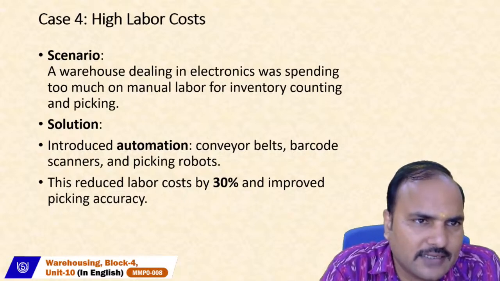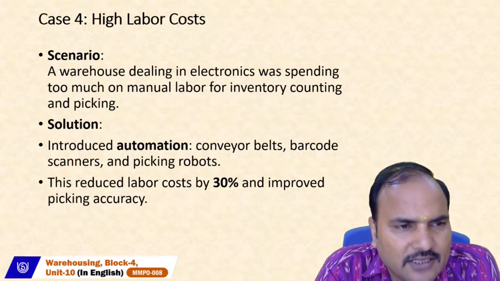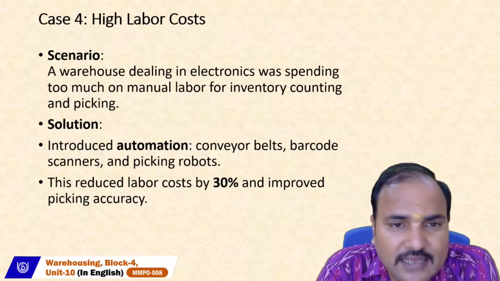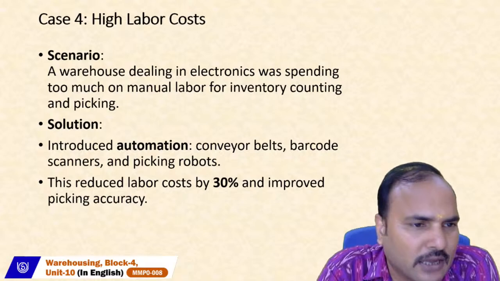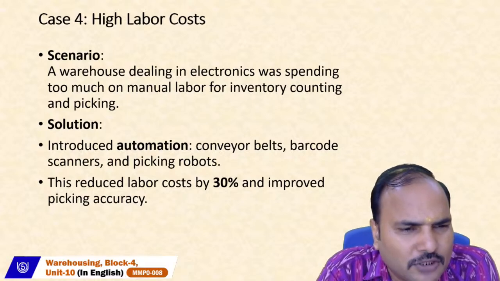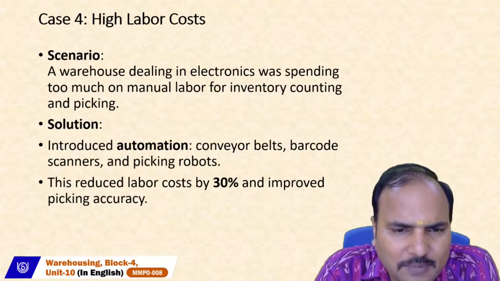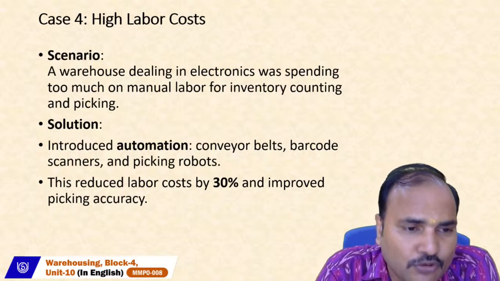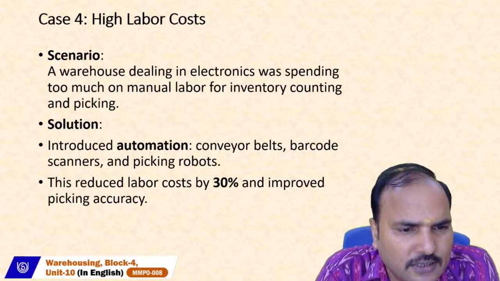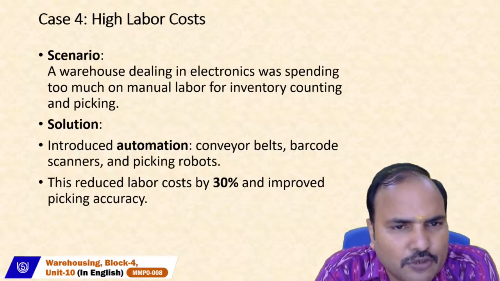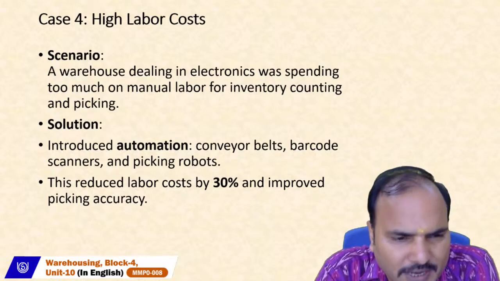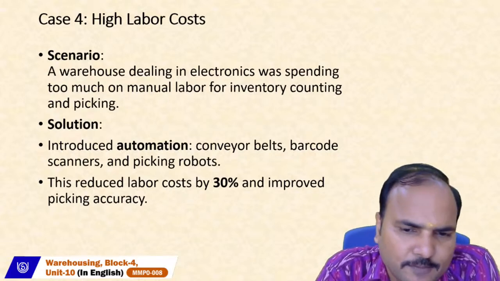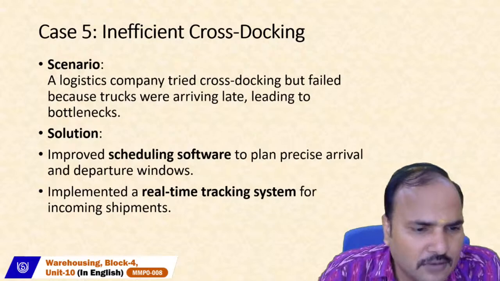Then another case is high labor cost. Here the scenario is that a warehousing company dealing in electronics was spending too much on manual labor for inventory counting and picking. So what will be the solution? Here we can say we have to introduce automation. That means conveyor belts, barcode scanners, and picking robots. These are the different solutions to handle this situation. And after implementing, this will reduce the labor cost by 30% and improve the packing accuracy.